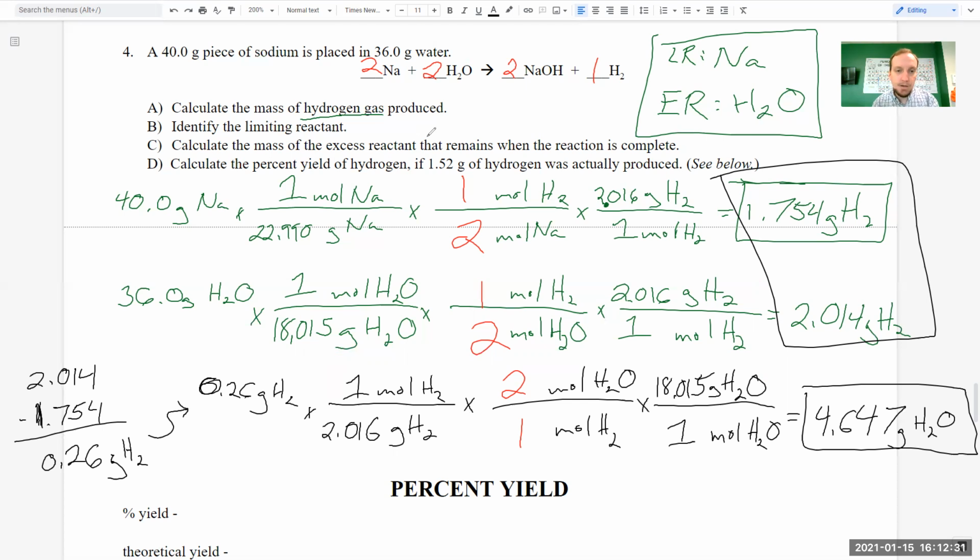Okay. All right, so for 4D, it's talking about something called percent yield. You'll notice that's right below. So I'm going to skip that for now, and we'll do percent yield next.